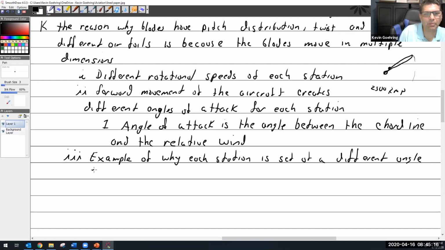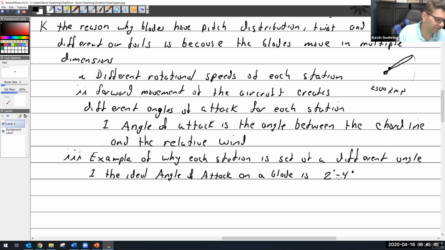All right, but I'm going to make a couple notes here before I show you the example. So the ideal angle of attack, remember, angle of attack is the angle between the chord line and the relative wind. Angle of attack on a blade is 2 to 4 degrees. Okay, that's my ideal. 15 degrees will usually result in a stall.